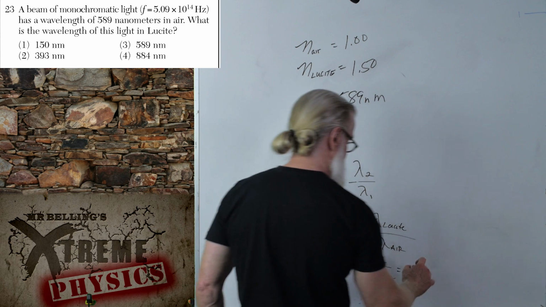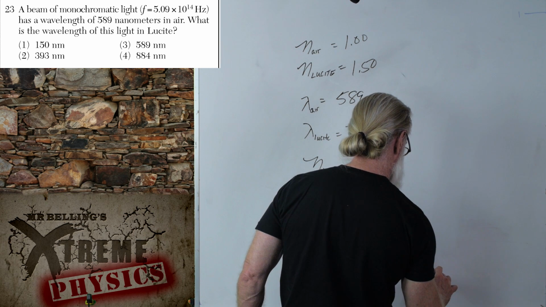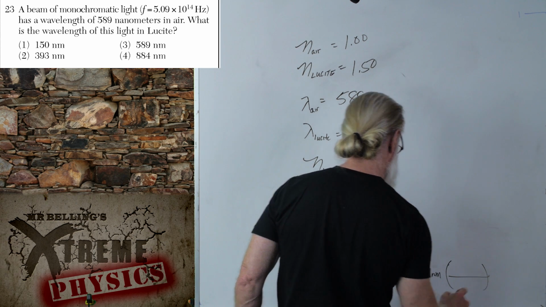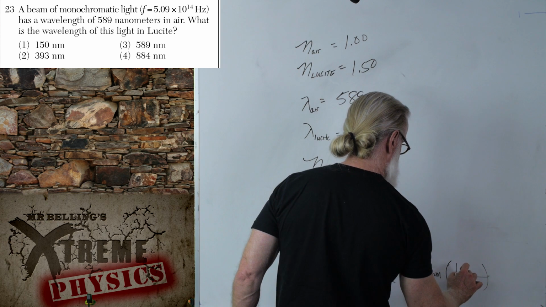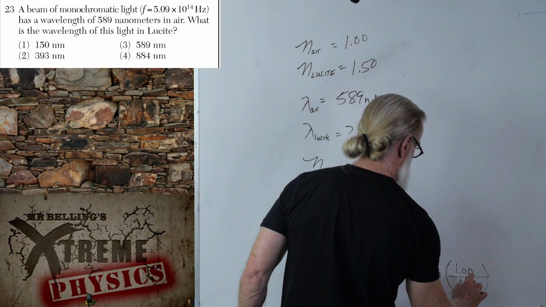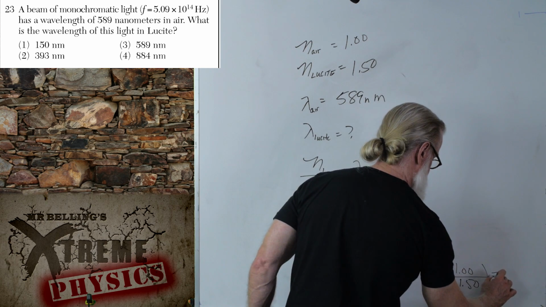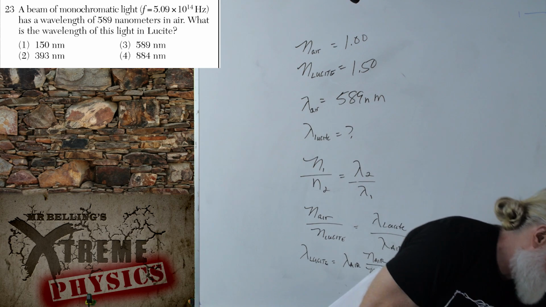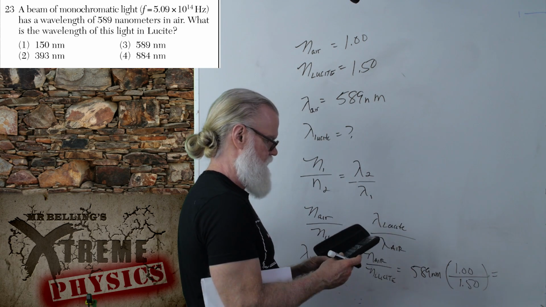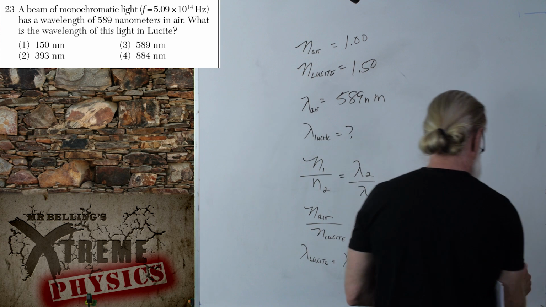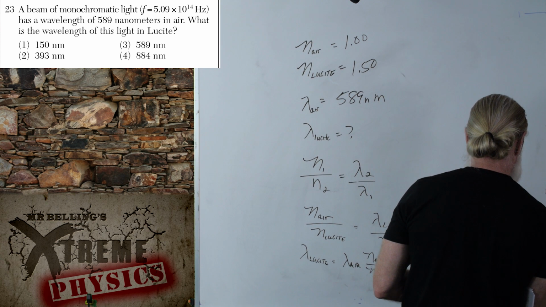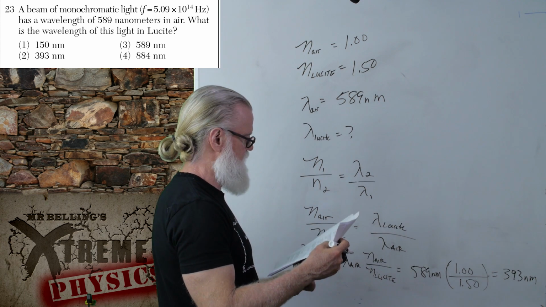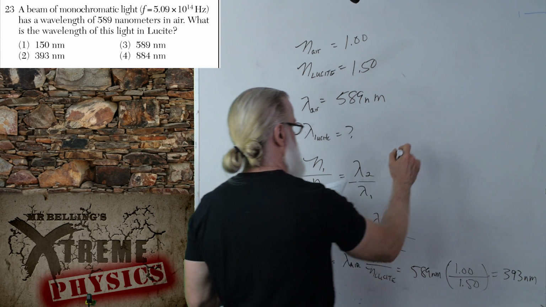So the wavelength in lucite is the wavelength in air, 589 nanometers, times the index of refraction in air divided by the index of refraction in lucite. Let's see what we got. So it's 589 nanometers divided by 1.5, which is 393 nanometers. Is that an answer? Yes, it is. And in fact, it's choice 2.